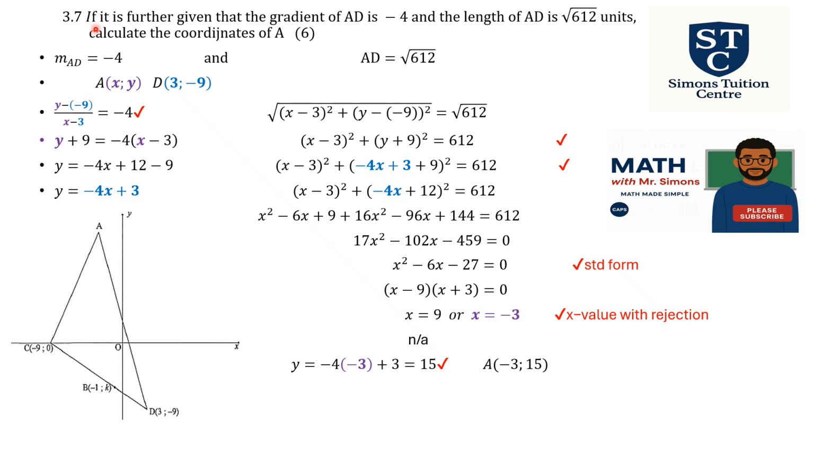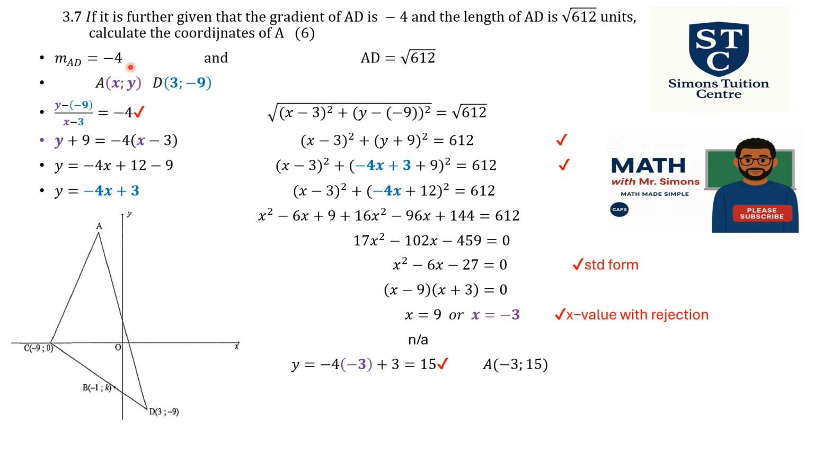3.7. If it's further given that the gradient of AD is -4, the length of AD is √612, calculate the coordinates of A. So they've given us the gradient for AD and the length of AD, so it's the same line. Therefore, we're going to use simultaneous equations to solve.